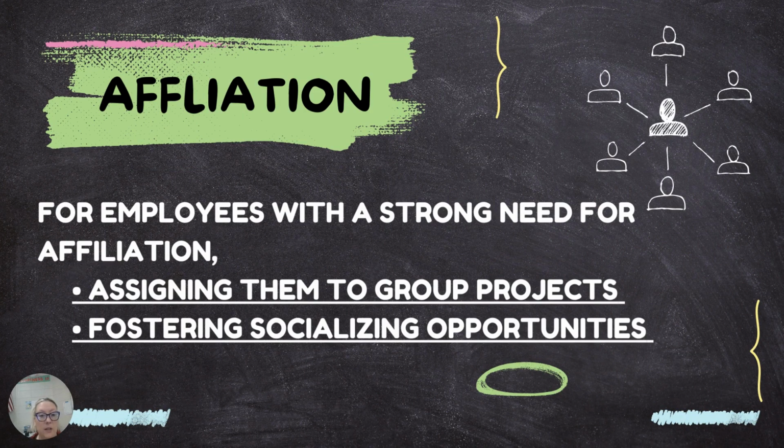Looking at affiliation, for employees with a strong need for affiliation, this is what McClelland suggests you would do as a manager: assign them to a group project. Maybe they just don't work well individually, but they are outstanding when they work in a team. Well, you're going to want to encourage or present projects to them that allow them to be a part of a group. And you also want to foster socializing opportunities. So maybe that person takes a little bit longer to get back to their cubicle after lunch. Well, instead of saying, hey, you need to get back to work, allow them a little bit of an opportunity to socialize and get that out of their system, and then they're going to be more productive for you in the long run.